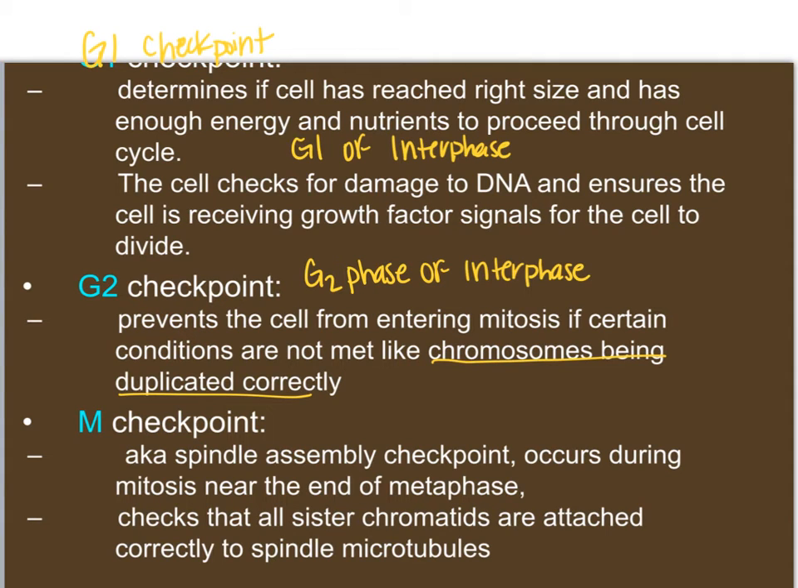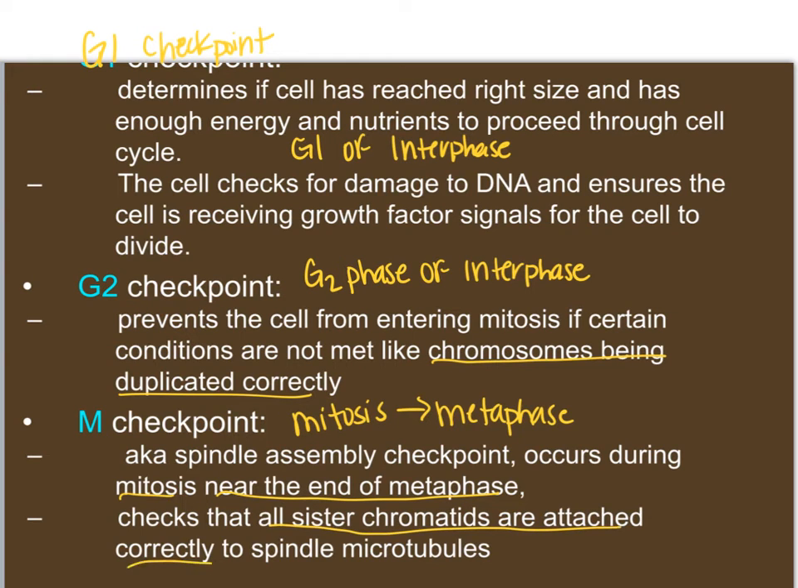Then you have the M checkpoint. This is the mitosis checkpoint, specifically during metaphase. So mitosis, metaphase, MM, pretty easy. This happens, like I said, in mitosis near the end of metaphase, and this checks that all your sister chromatids are attached to the spindle so that they can pull them to opposite sides of the cell. Remember, in metaphase, your chromosomes are lined up in the middle. So it's checking right here that it's attached.